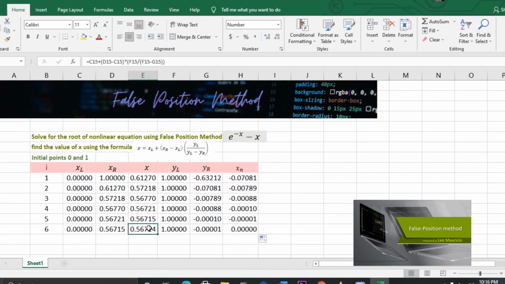Therefore, our root is 0.56714. So that's it. That is how you solve the false position method using Excel.